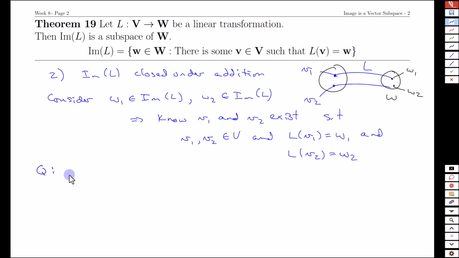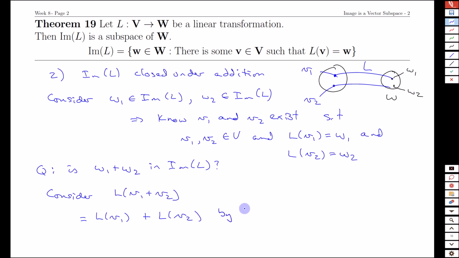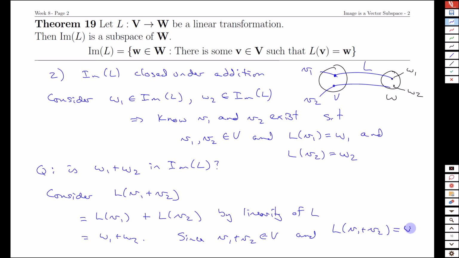All right, now our question is the sum W1 plus W2 in the image of L? We just grabbed two random elements of the image. If I add them together and get a third point, is it also in the image? What does it mean for W1 plus W2 to be in the image of L? Well, let's consider the transform of V1 plus V2. So go back to the input space. What about V1 plus V2? Well, we know that because L is linear, that's equal to the L of V1 first plus the L of V2 by the linearity of L. And we know that these two vectors here were selected because they add up to W1 plus W2. And since V1 plus V2 came from the input set, they are card-carrying members of the set over here. We should label that. And L of V1 plus V2 is equal to W1 plus W2.